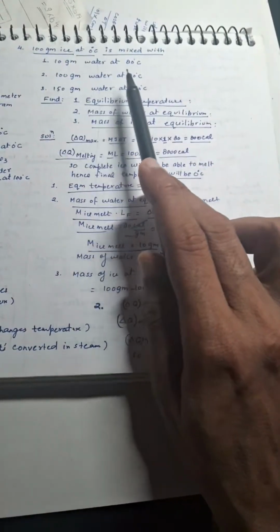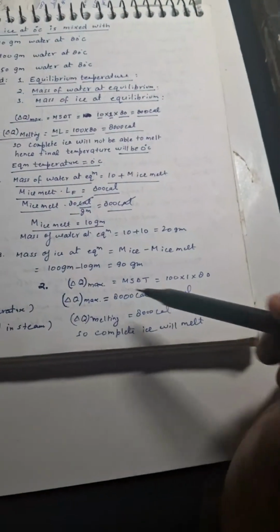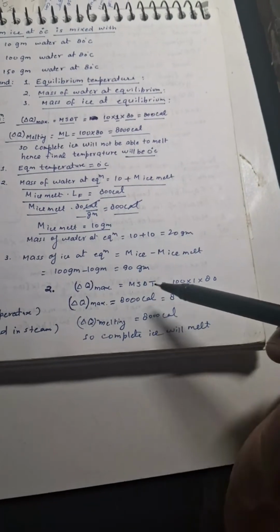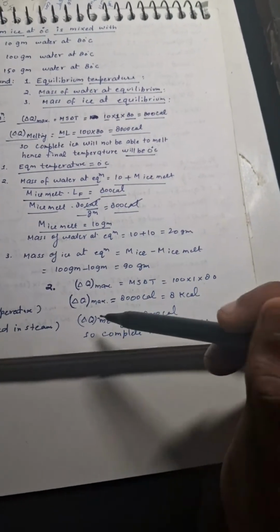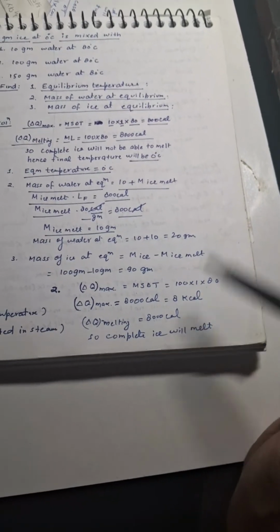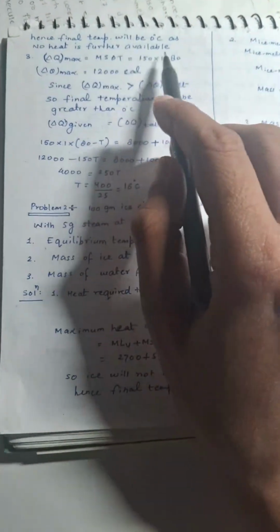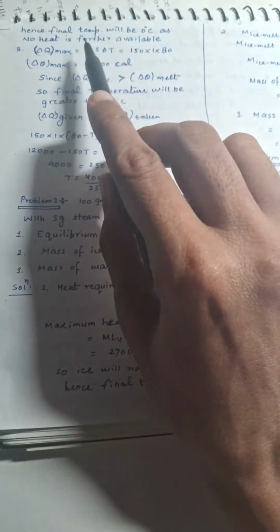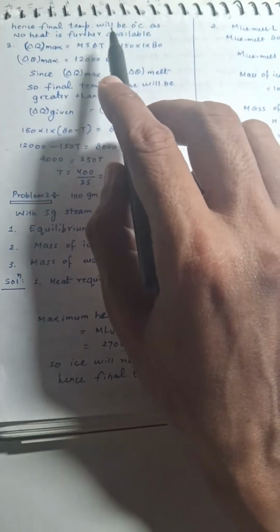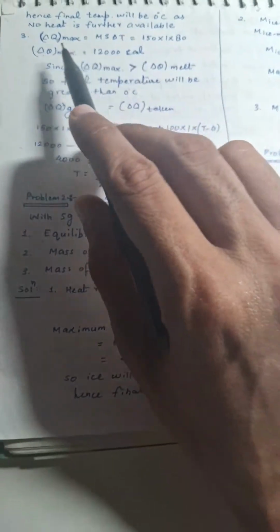Now another question is 100 gram water at 80 degrees. So from here ΔQ max available will be msΔT, and after calculations it comes out to be 8 kilocalorie. Here the heat required is also 8 kilocalorie. So complete ice will melt in this particular question. So if complete ice melts, then the final temperature will be 0 as complete ice has melted and no heat is further available. So total mass of water will be 100 plus 100, so that will be 200, and ice left will be 0.